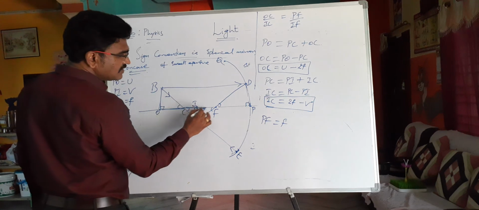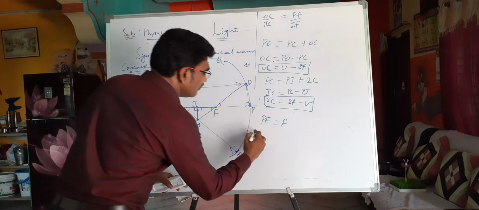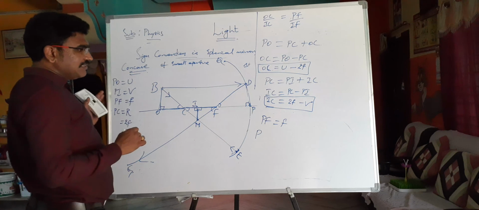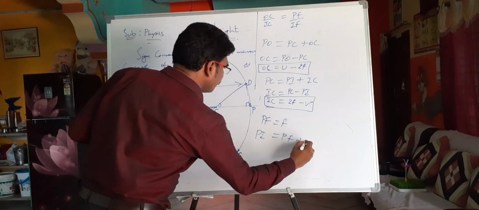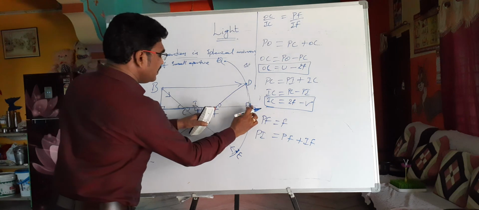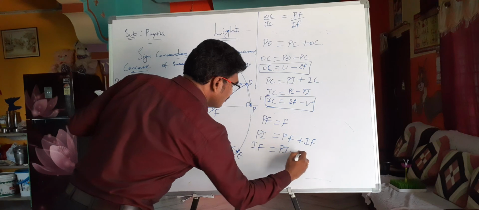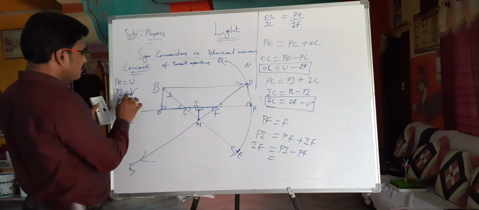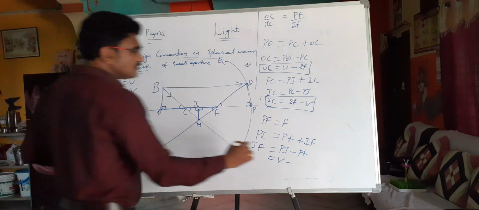Then I want IF. What is IF? This length I want. How can I calculate this length? Again I will take from here, everything starting from the origin. You have to take the condition Pi is equal to Pf plus If. This length Pi is equal to Pf plus If. I want If, so If is equal to Pi minus Pf. Simple. Then what is Pi? Already you know Pi value V minus Pf, and Pf value is small f.